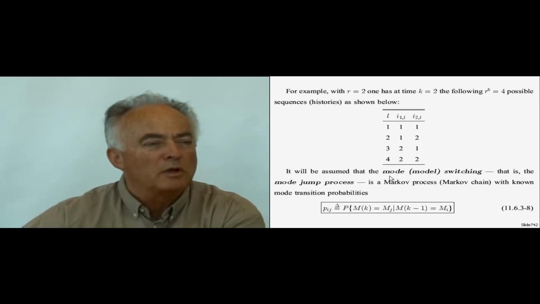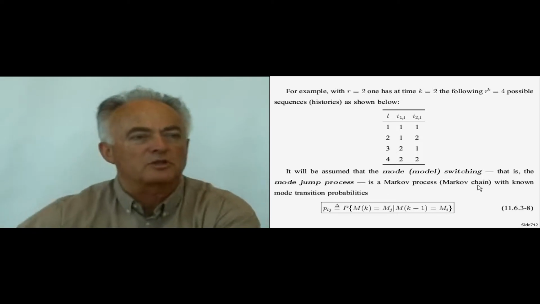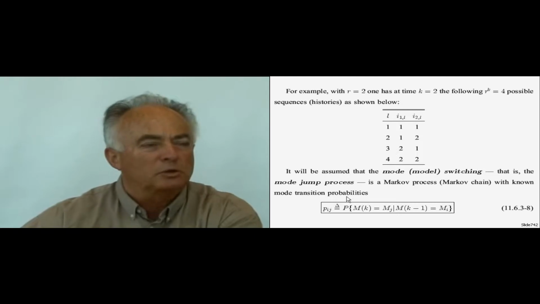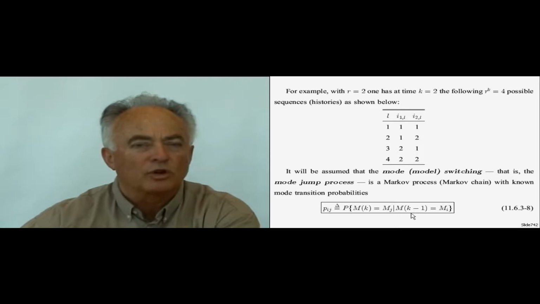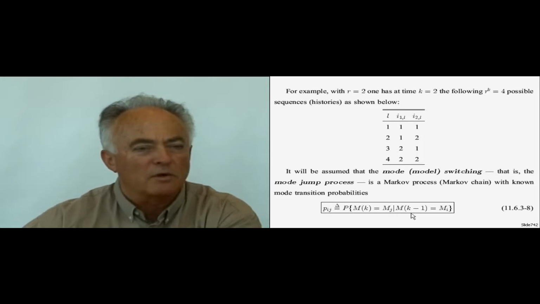Now, we need a mathematical model for the mode or model switching. Namely, that's a jump process, and this will be assumed to obey a Markov chain, which is a special case of a Markov process in a discrete space, with known transition probabilities. Pij will be the probability that the mode at time k is mode j, given the mode at time k minus 1 is mode i. So this is the jump from i to j, and again these jumps occur at the end or right after a sampling time.